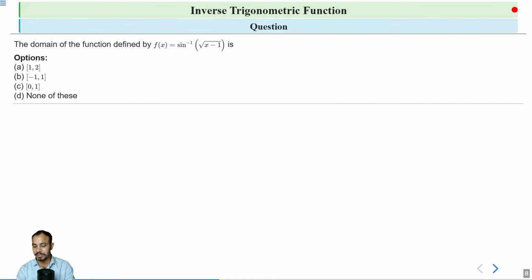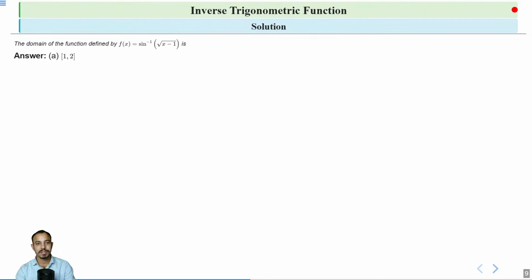Okay, let's check which option is correct here. The correct answer is option A. Good. Yes, option A is correct here. Now let's see which key points and formula are used here. So you know, the domain of sine inverse x is the closed interval minus 1 to 1. So the domain of sine inverse x is x belongs to the closed interval minus 1 comma 1. So using this concept, let's try to solve this.